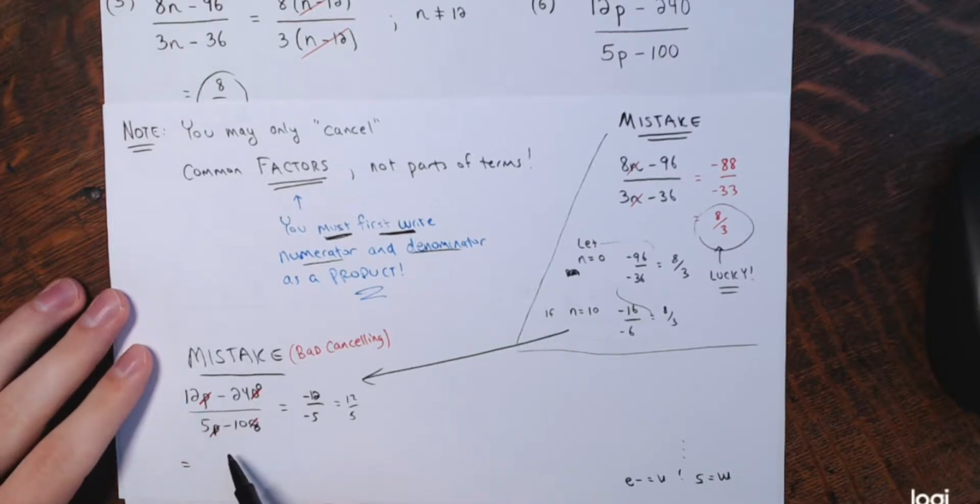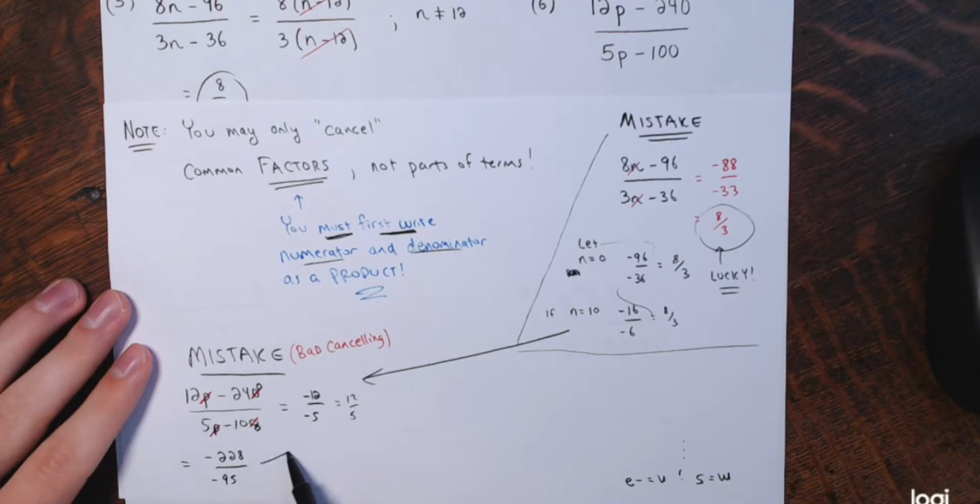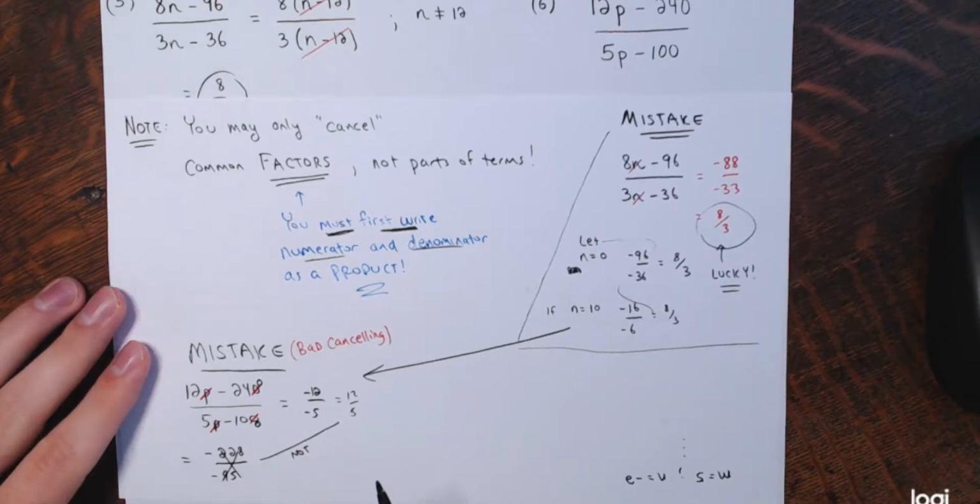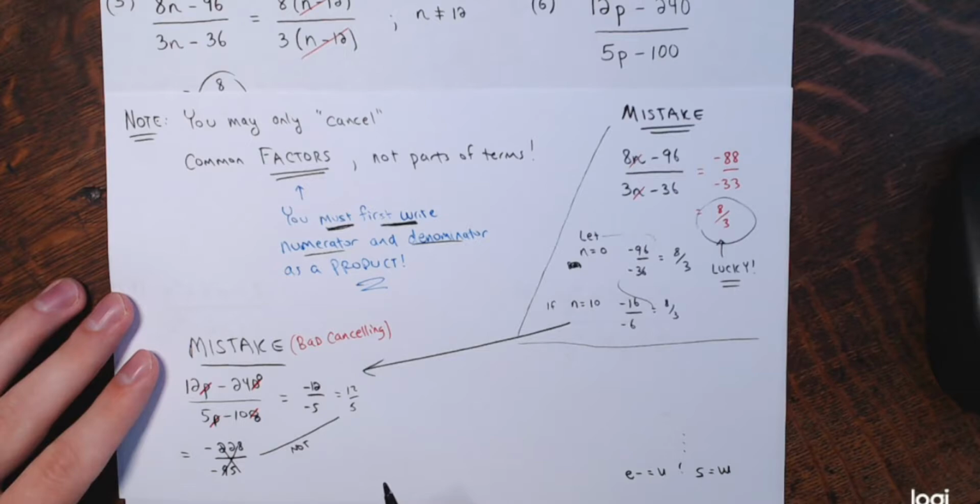But if I kept this as 240 and this is 100, say you just canceled the p's, you know, 12 minus 240 would be negative 228 divided by, and then 5 minus 100 would be negative 95. This is not 12/5, right? This would be wrong. All right. At least I don't think. All right, this is 5 times 19. Yeah, this isn't. That is 19 times 12.